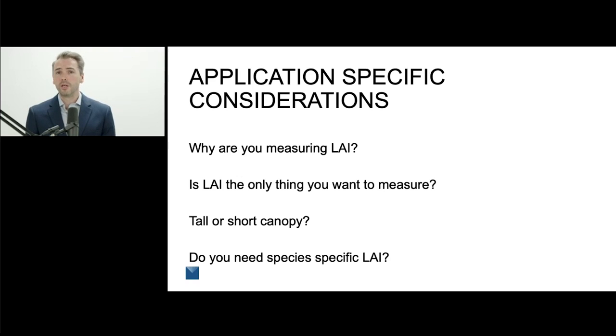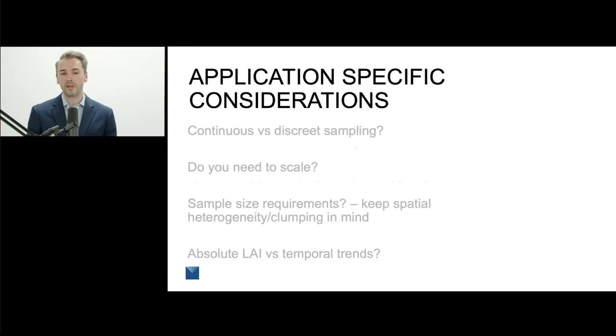So make sure you understand what you're asking, because some of these techniques will work for you for that and some will not. Are you working in a tall or a short canopy? That's greatly going to change which techniques will work for you. And do you need species-specific LAI? Keep in mind that you might still be able to use these indirect techniques, but there might be some subsampling involved. So make sure you have a plan of how often and when you're going to be needing to do that.